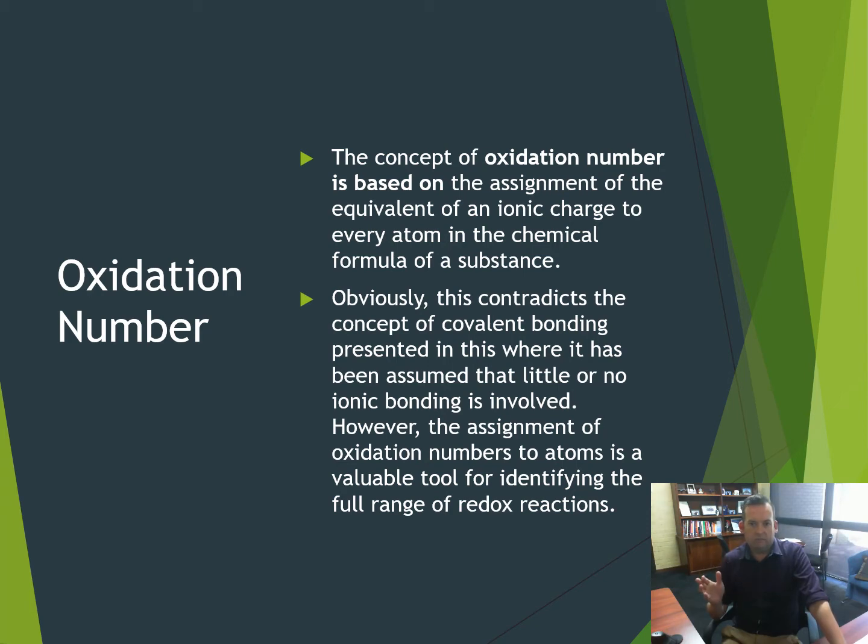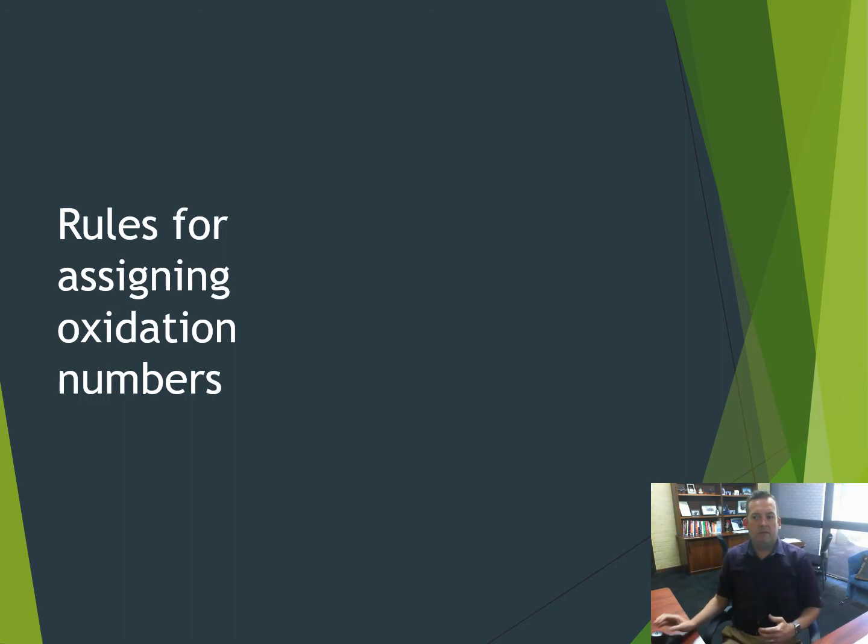This is a tool that you can use to identify redox reactions. It's not an actual thing that's happening within the substance. Because it's a tool, it's got some very simple rules, and this is one of the times when you have to learn some rules. I don't like to say memorization in Year 12 Chem. We try to stay away from that concept, but there are a few rules that you have to learn to get this mastered.